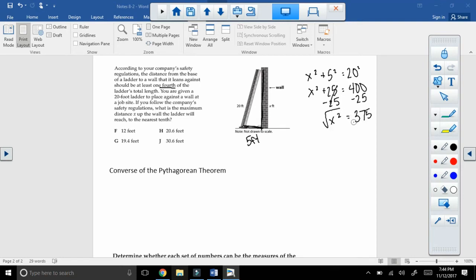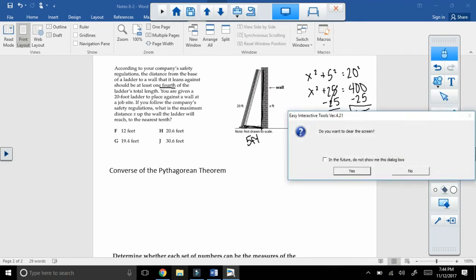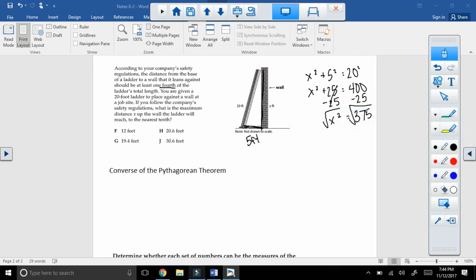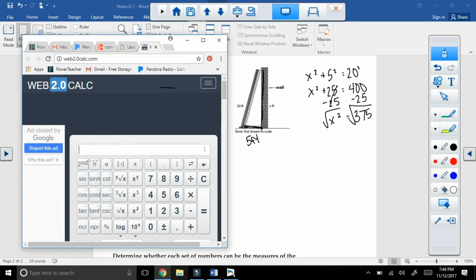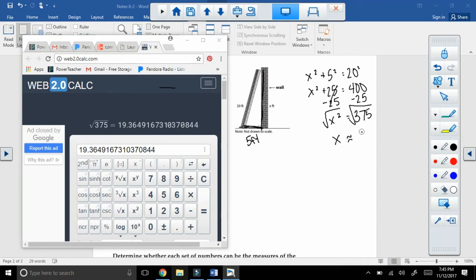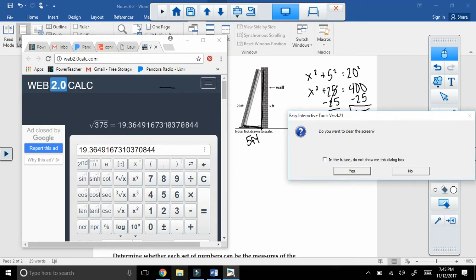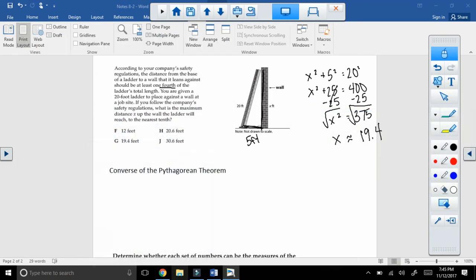So I'm going to take the square root of 375, and I do not have that exact decimal memorized, so I'll pull up my calculator. The square root of 375 is approximately 19.4. So x is about 19.4, and I'm not remembering which letter that was. I think that was G. Yep. So that is letter G. So that would be your answer if this were the question.